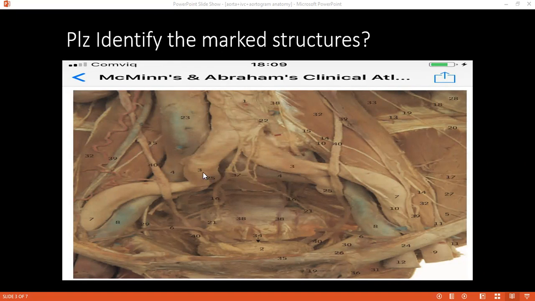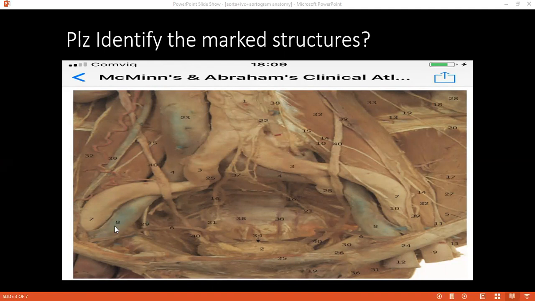Can you identify number 3, please? Number 3, it's the right common iliac artery. Okay, and number 7 over here, please. Right external iliac artery. Can you identify number 23 over here at the back? Inferior vena cava. Very good. What is number 4? Right common iliac vein. What is number 8, please? Right external iliac vein.